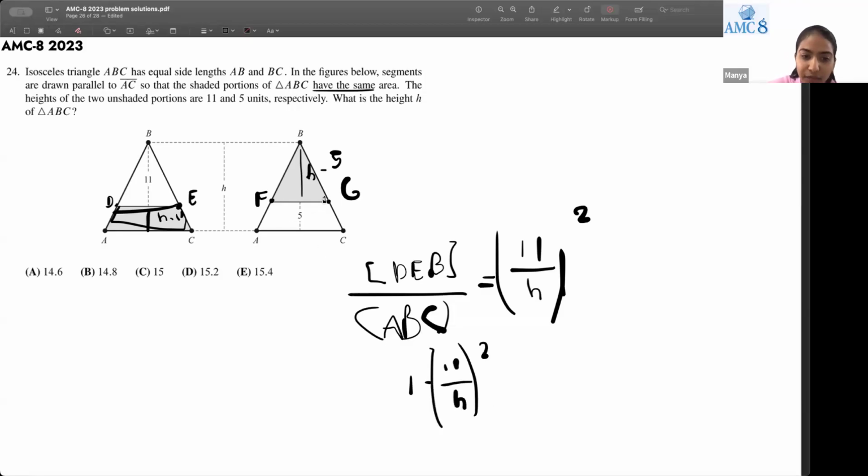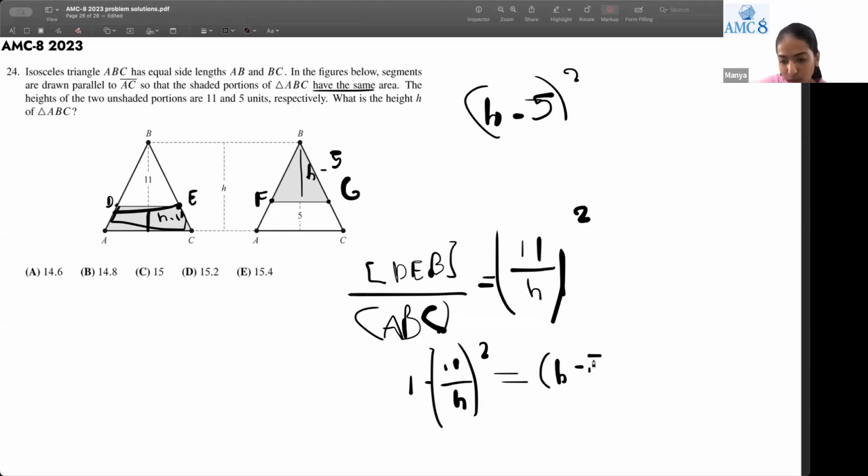Now to find the length of this part right here, we already know that we would have to do h minus 5 squared. I'll just write this right here, for this part right here. So 1 minus 11 by h squared is equal to h minus 5, h minus 5 squared.